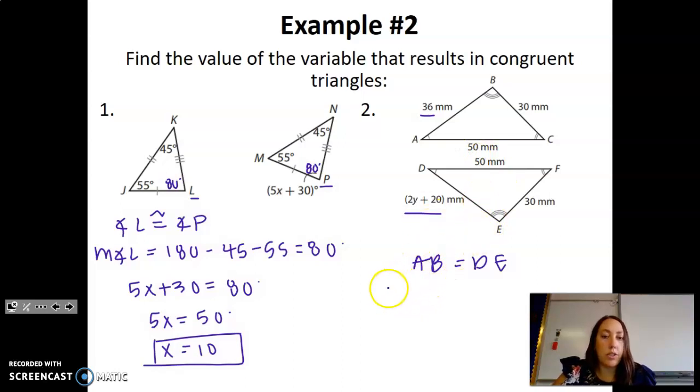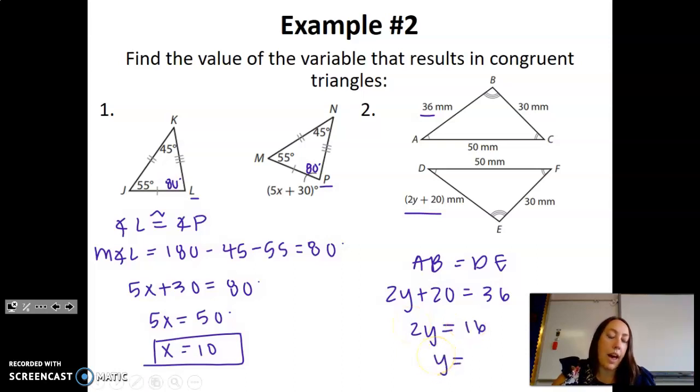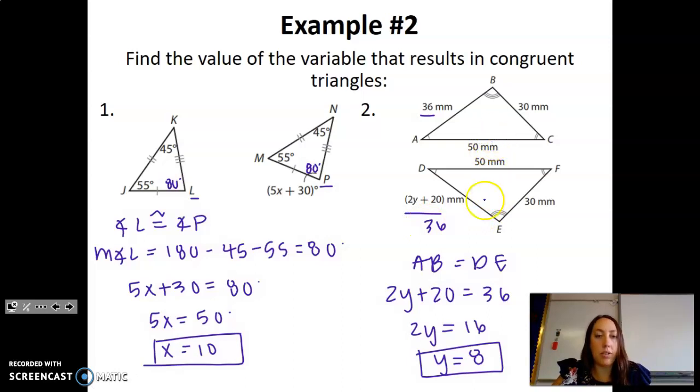So let's go ahead and set those two values equal to one another. 2y plus 20 has to be equal to 36. Subtract 20 from both sides, which means y would have to be 8. So y having a value of 8 would guarantee that this side is also 36, and then we can see all three sides and all three angles between the two triangles are congruent to one another.